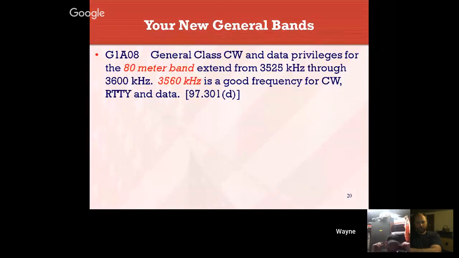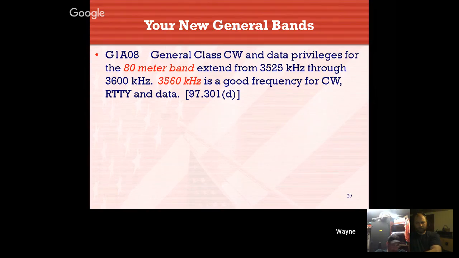General class CW and data privileges for the 80-meter band extend from 3525 kilohertz through 3600 kilohertz. So 3560 kilohertz is a good frequency for CW, RTTY, and data. And I'll tell you from here, look at ARRL if you're really interested in getting into CW and getting that Morse code thing down.